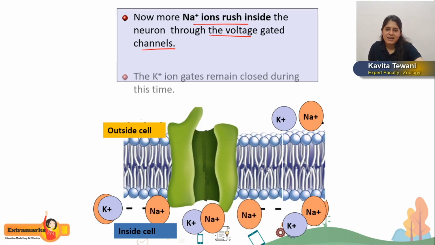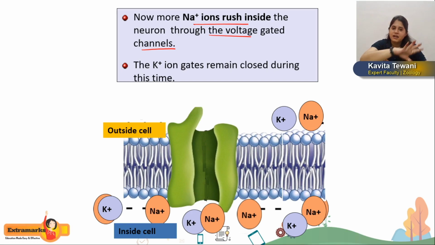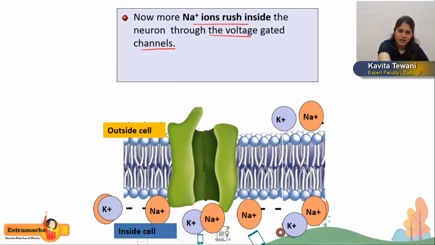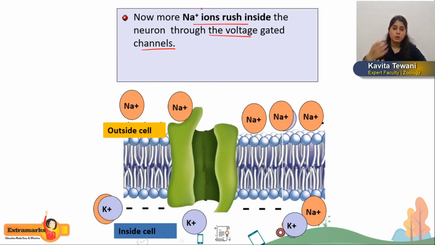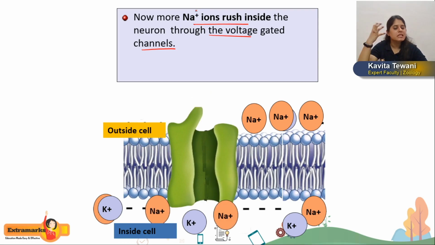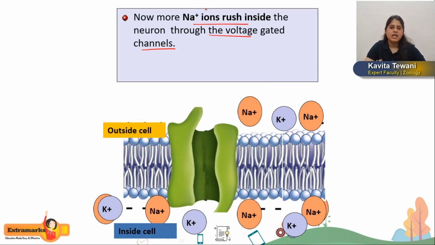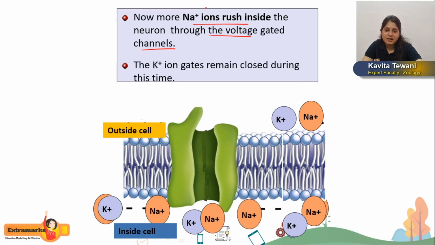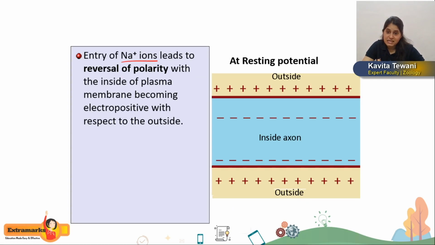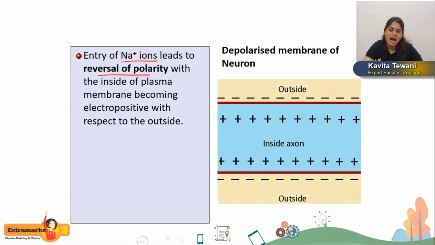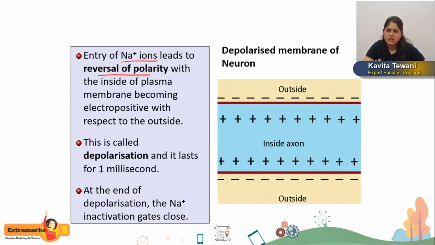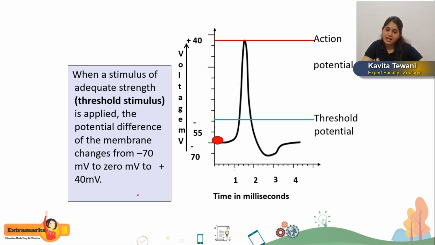Now the K+ ion gated channels are closed right now, in this step. But this is how there was influx of Na+ ions when the stimulus came. They rush inside the neuron, and this entry of Na+ ions leads to reversal of polarity. Earlier it was outside positive and inside negative. Now it becomes outside negative, inside positive. This is called depolarization. It approximately lasts for 1 millisecond. And now these gated channels will be closed for Na+.